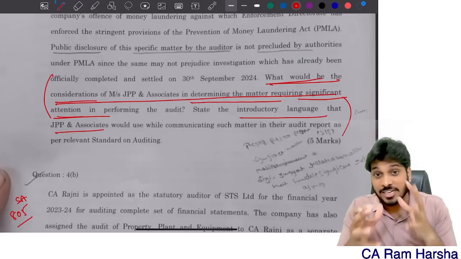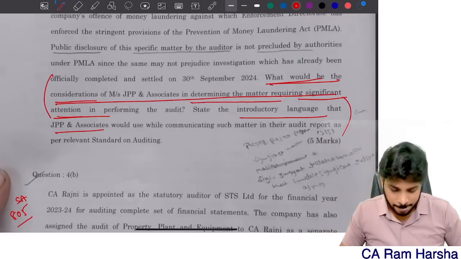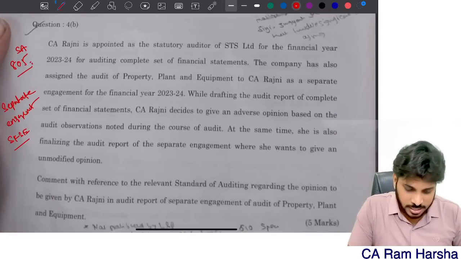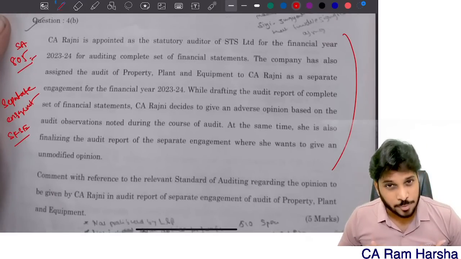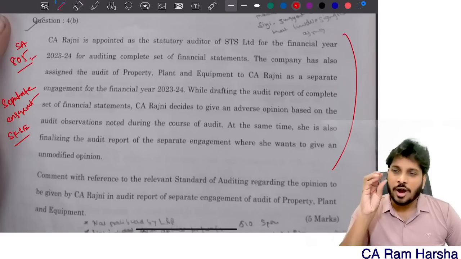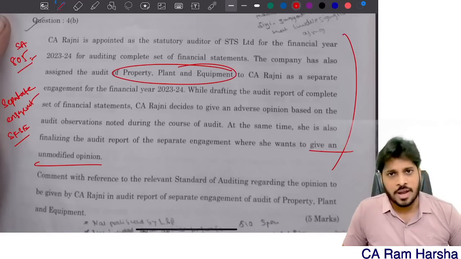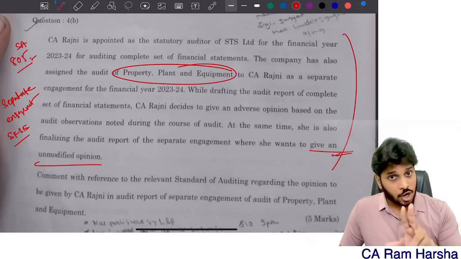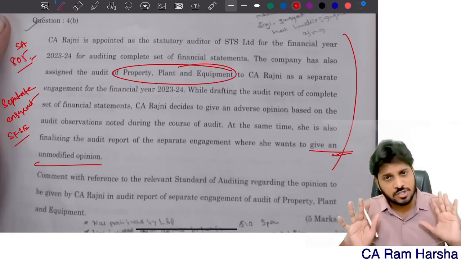Even in our book, introductory language is given. As an illustration, we have given below the key audit matter itself. Next, this is regarding 805. In 805, the auditor is giving an adverse opinion on the complete set, but on one particular separate element, PPE, he wants to give an unmodified opinion. Yes, he can do so. If this is a minor item, law and regulation does not prohibit it. So these are the points.